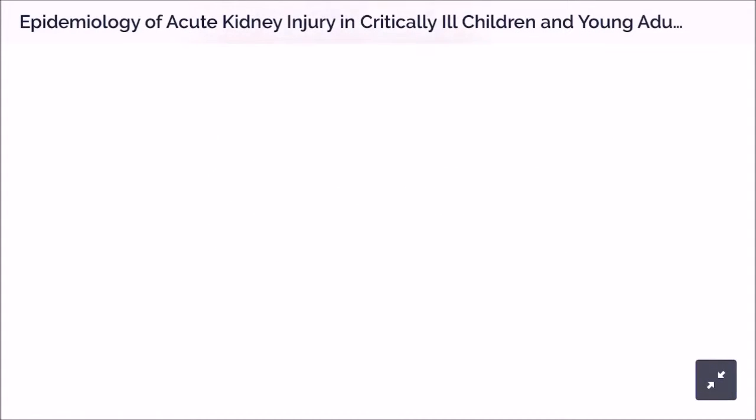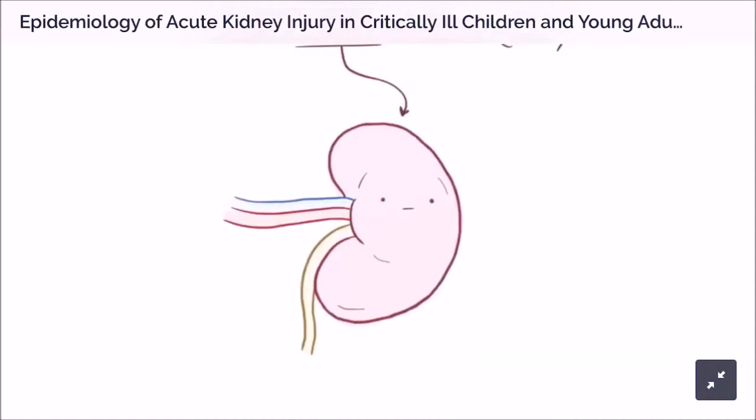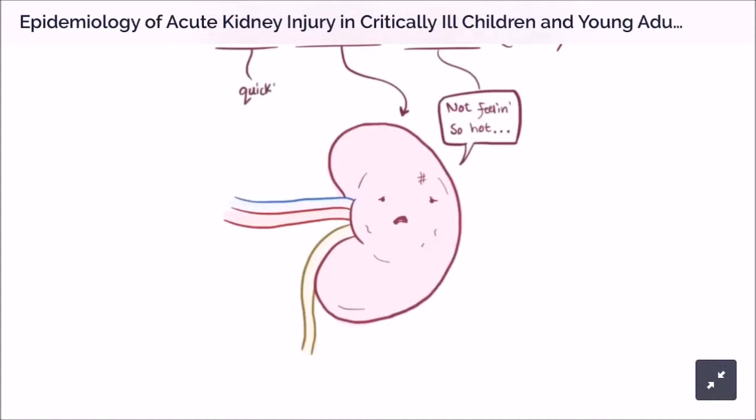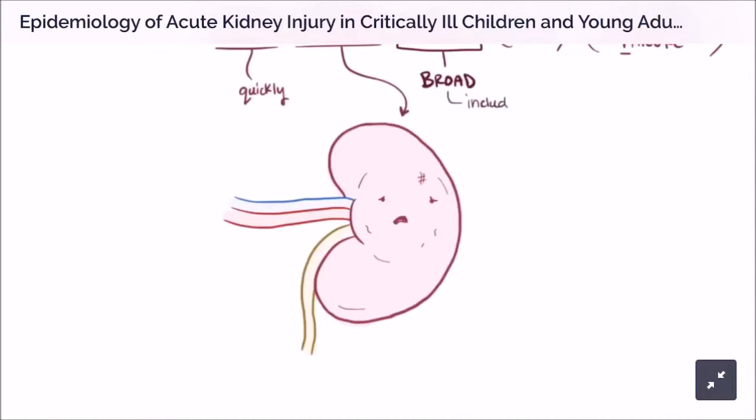Acute kidney injury, or AKI, is when the kidney is not functioning at 100%, and that decrease in function usually develops relatively quickly, typically over the course of a few days. Actually, AKI used to be known as acute renal failure, or ARF, but AKI is a broader term that also includes subtle decreases in kidney function.